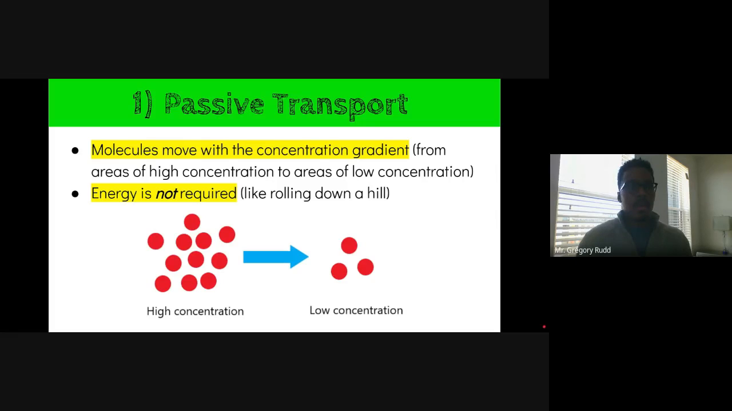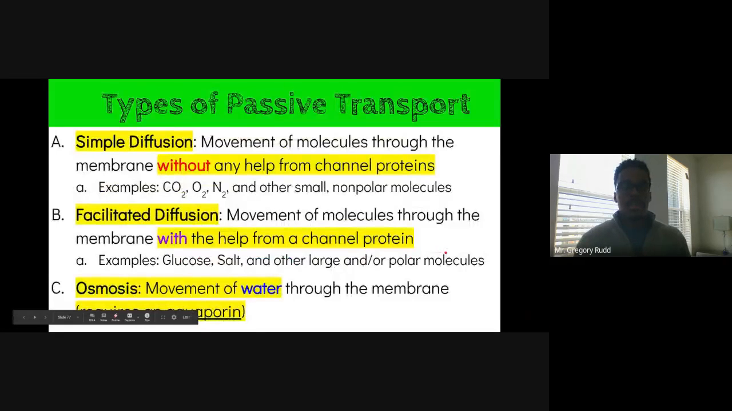All right. So within passive transport, there are a few different types. There's simple diffusion, often referred to just as diffusion. This is the movement of molecules through the membrane without the help of a channel protein. So they literally just move by themselves. They just move through the membrane. These tend to be your smallest, most nonpolar molecules. Oxygen, nitrogen, carbon dioxide, very, very small molecules. They don't need the additional help of a channel protein.